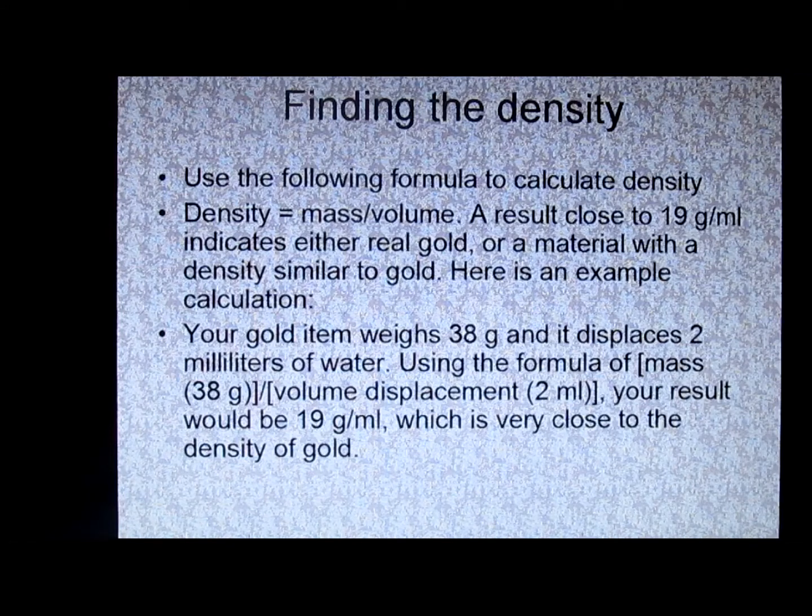For example, your gold item weighs 38 grams and it displaces 2 milliliters of water. Using the formula of density, mass over volume, you can do 38 grams over 2 ml, which results in 19 grams per milliliter. This will be the density of your gold. This density is very close to the density of gold. This would mean that your gold is quite pure.